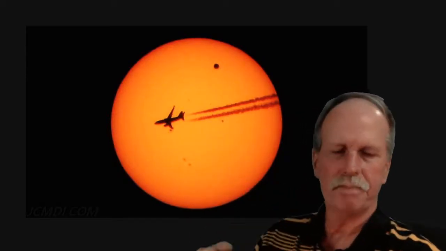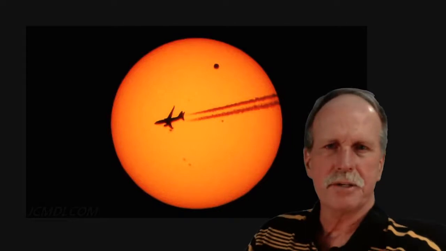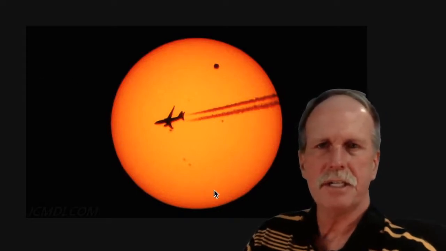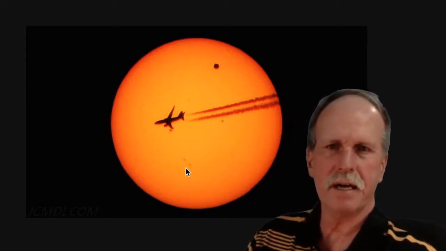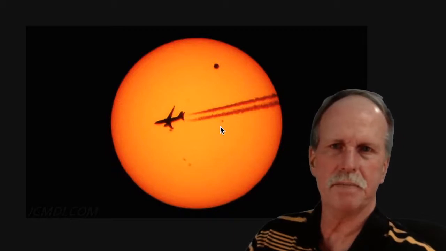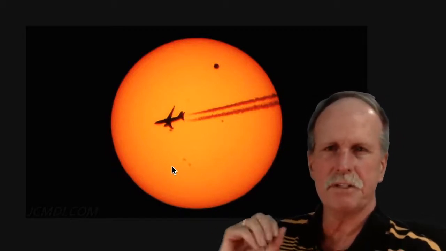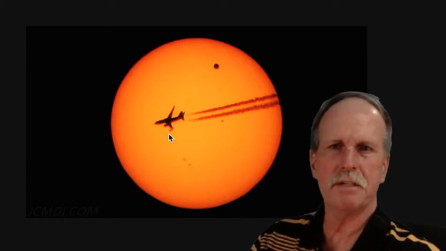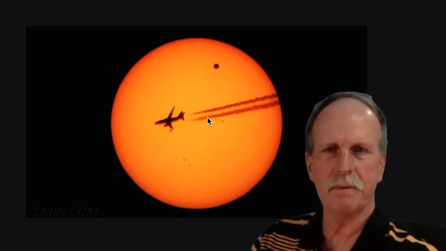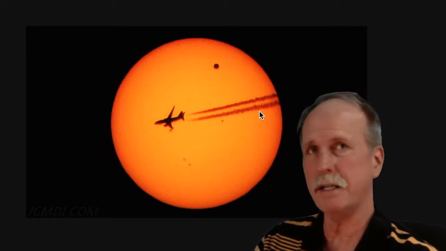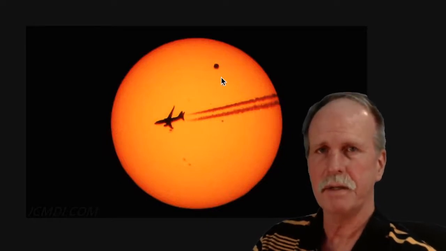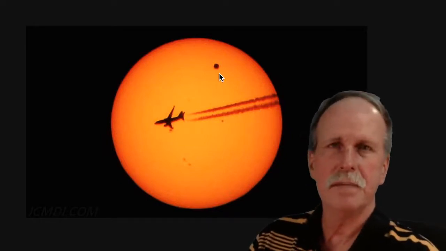Well, first of all, here's a picture of the Sun. Now, as you can see, there's a solar filter here, and we've got a couple of translucent sunspots here on the surface of the Sun. When objects pass between us and the Sun, we see them in silhouette, much like this airliner. We can even see the contrails behind the airliner in silhouette. Right here is the planet Venus.